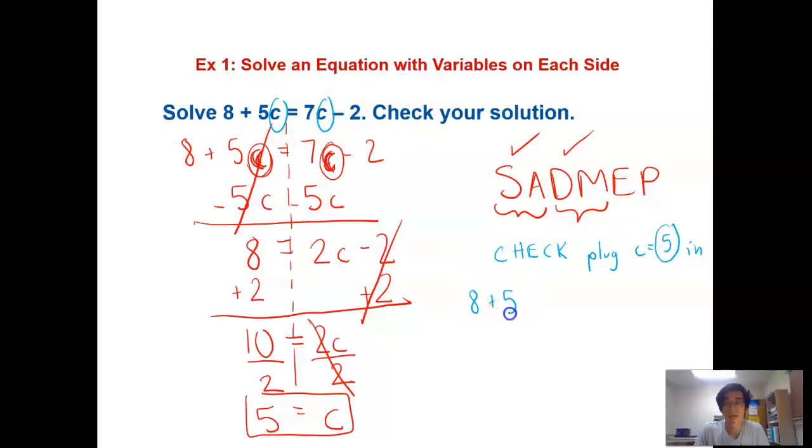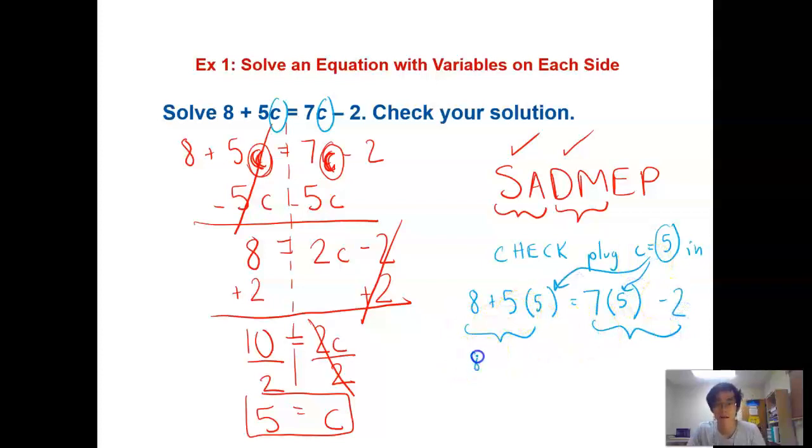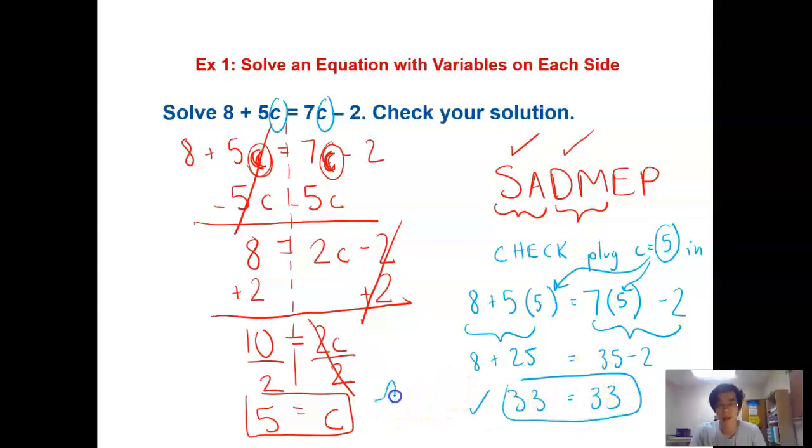8 plus 5 times c is now 5 times 5. 7c is now 7 times 5. Okay, let's plug it back in right there. Minus 2. Alright, and now let's simplify each side of the equation first and then see whether they're equal on both sides. So that gives me 8 plus 25 equals 35 minus 2. And I get 33 equals 33. Alright, this makes my equation true because 33 does equal 33. So that is correct. This is a thumbs up.